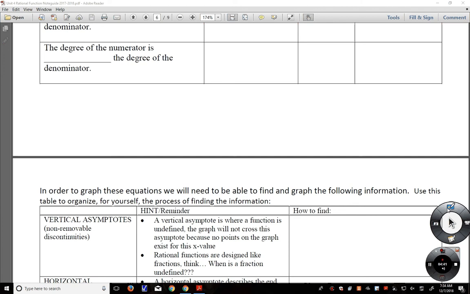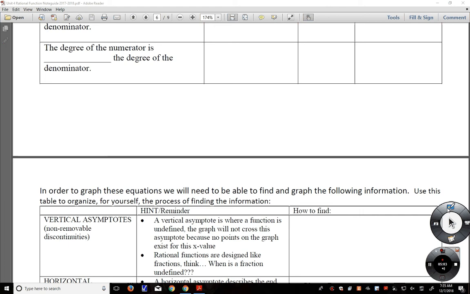So there's some notes here already for you guys if you have the note guide. If you don't have the note guide, you might want to consider printing out this one page or just writing down the important things that we discussed. So a vertical asymptote is where the function is undefined. The graph won't cross this asymptote because no points on the graph exist for that x value. Okay, so we've discussed that before.